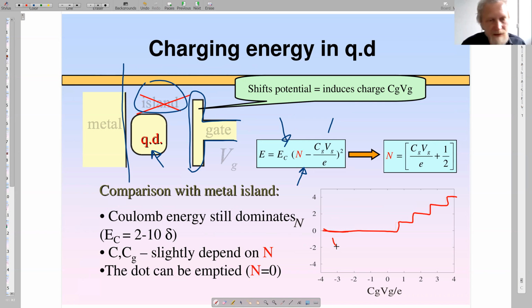Level spacing is much larger in the dot than in metal, but the Coulomb energy is still bigger, by a factor, than the level spacing for any type of dot known. The capacitance, well, in fact, slightly depends on the number of charges, or one could put charging energy, which also slightly depends on n, but in concrete experiments, they usually can neglect it. Right, that's it, charging energy. Now we have everything to start talking about transport in quantum dots.